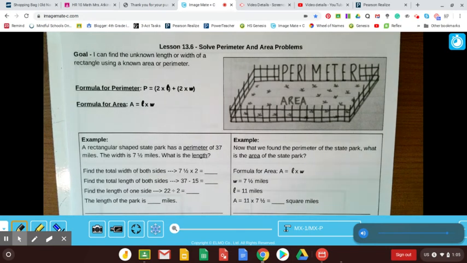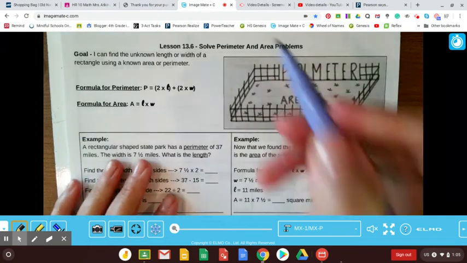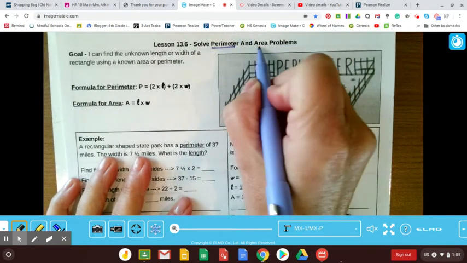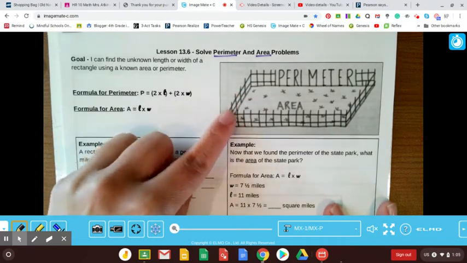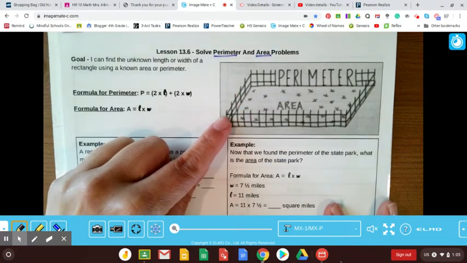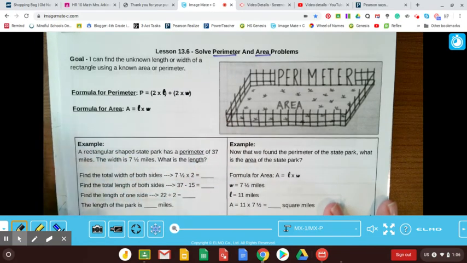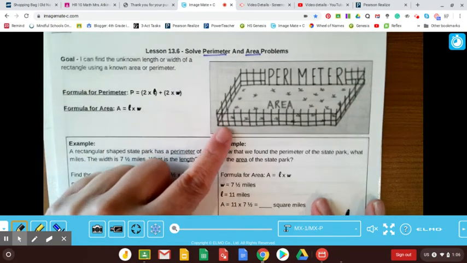Good morning, everyone. Today we're going to be talking about lesson 13.6, which is perimeter and area. So just to refresh your memory, the difference between perimeter and area, we know you learned this last year and probably the year before also, but this is something that always confuses kids.